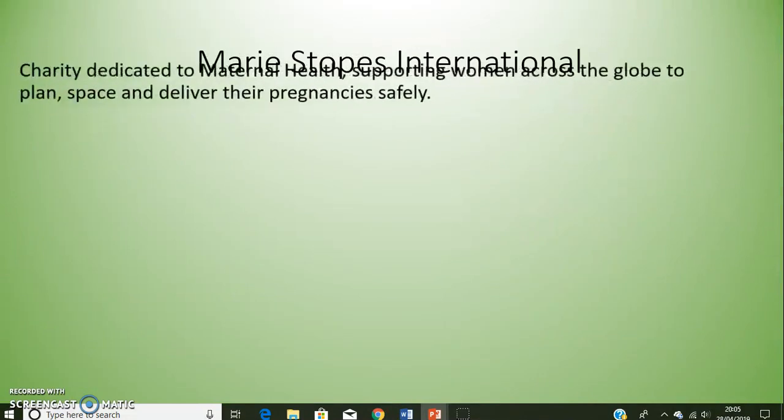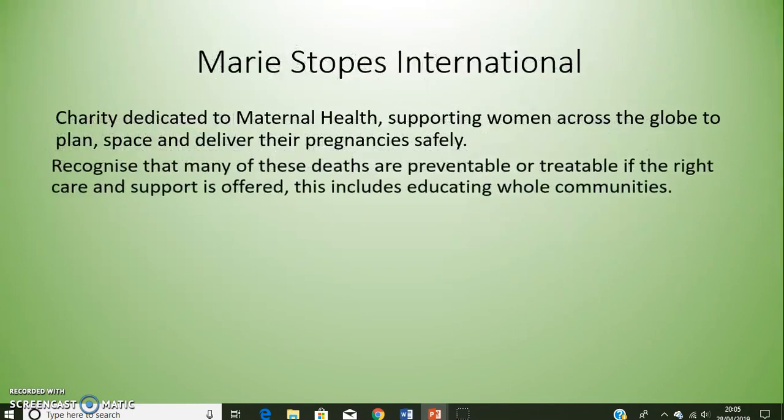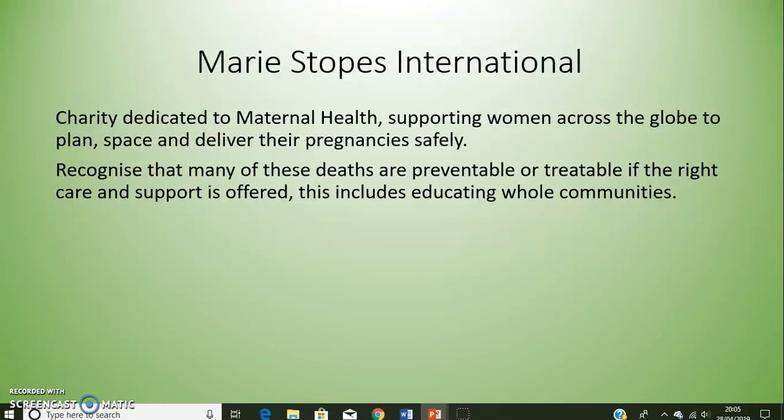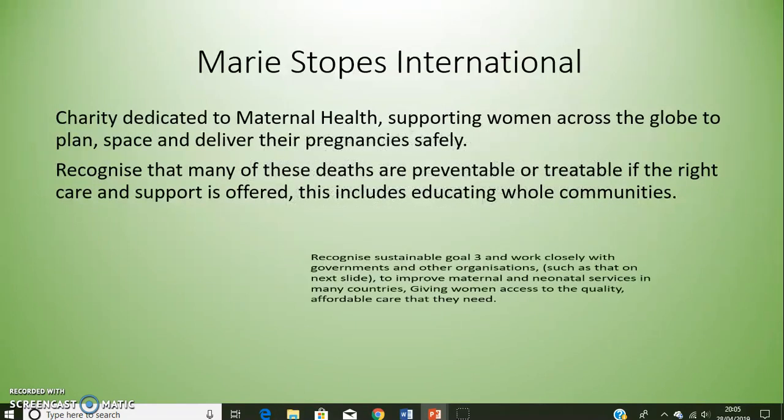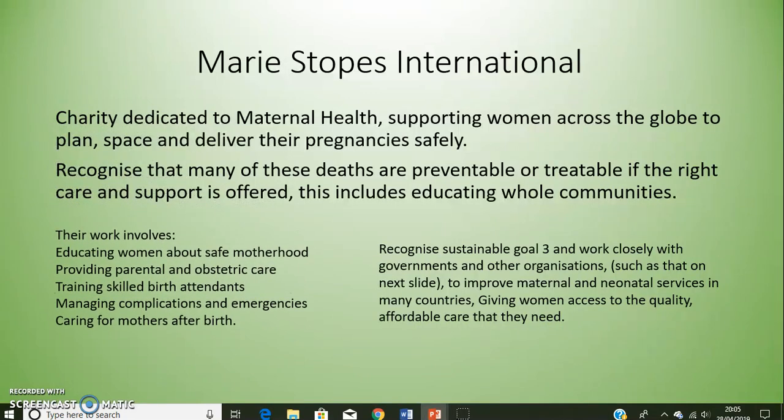Marie Stopes International are a charity dedicated to maternal health. They recognise that many deaths could be preventable if women are provided with the right support and knowledge. They also deeply consider the targets set by Sustainable Development Goal 3 and work closely with governments and other organisations to help them achieve it. Their work includes educating women about safe motherhood, providing antenatal and obstetric care, training skilled birth attendants, managing complications and emergencies, and caring for mothers after birth.